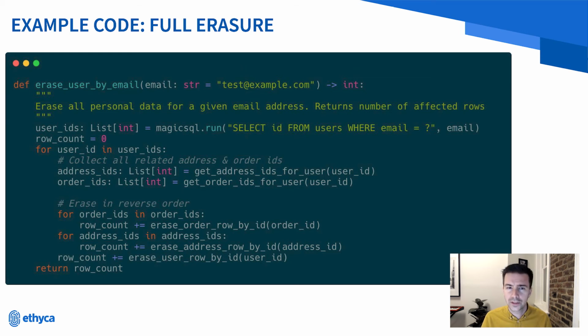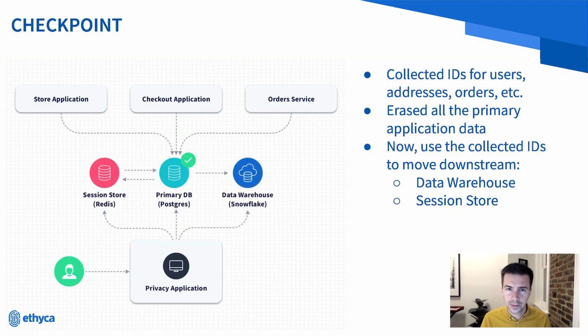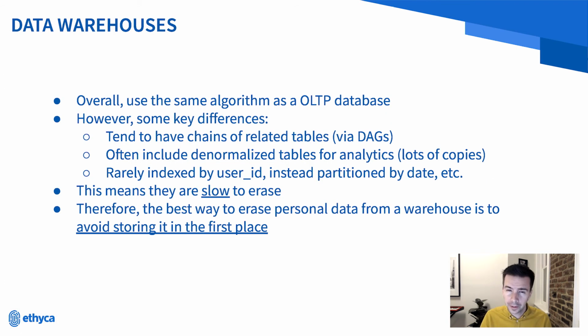So here's the combined pseudocode that leverages those 3 row-wise helper functions that we wrote along the way. Overall, we start by collecting all the user IDs, address IDs, and order IDs that we'll need to visit. We then erase them all in reverse order and return the total number of rows affected by the operation. So, now that we've demonstrated the basic algorithm in our primary database, let's move on to the warehouse and the session store and talk about some special cases there.